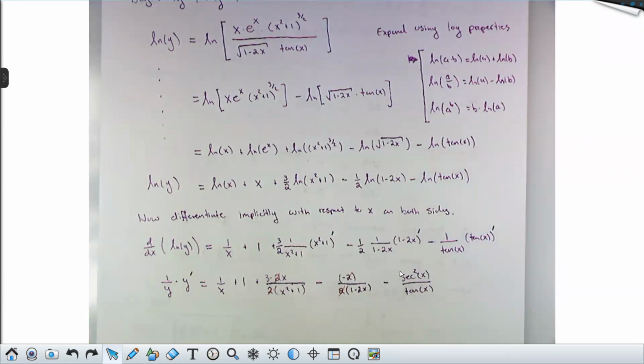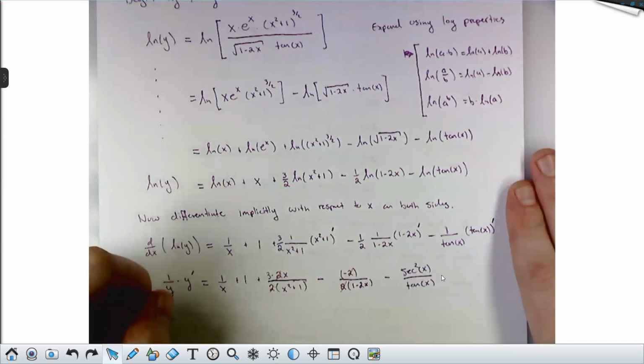Secant squared over tangent, this can also be cleaned up. That's 1 over cosine divided by sine over cosine. So you flip the sine over cosine to cosine over sine times 1 over cos squared. You get sine over, is that sine over cosine, yeah? Yeah, oh, that's nice. Maybe one more line.